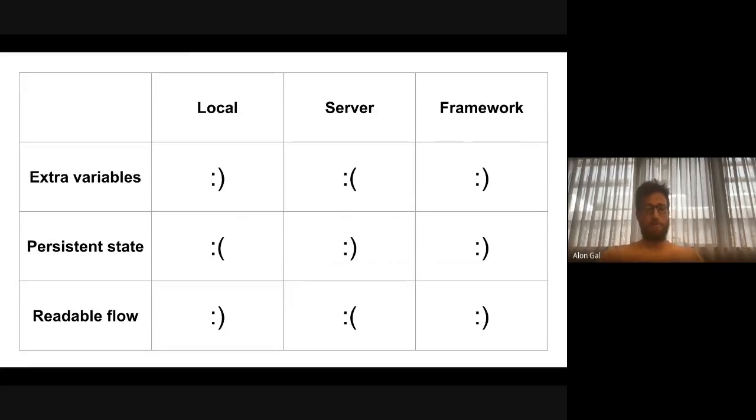Then we have the persistent state, which is not possible in the local version. Persistent state means that everything is in the database and you can access it remotely, whereas the server and the framework version do persist the state. And then readable flow, readable code, which is the main point of it all. And of course, there's a happy smiley on both local and framework, while the server is convoluted. You have to warp your business logic to match the fact that you're in a client-server ping-pong model.